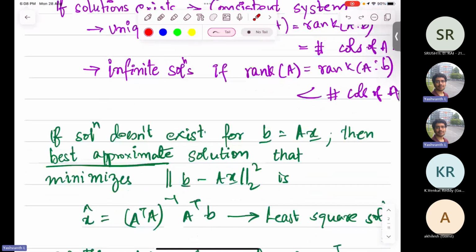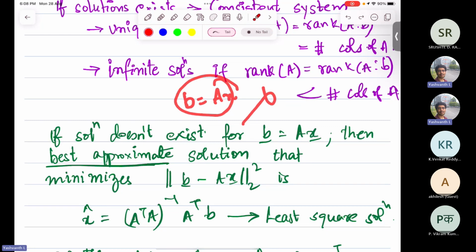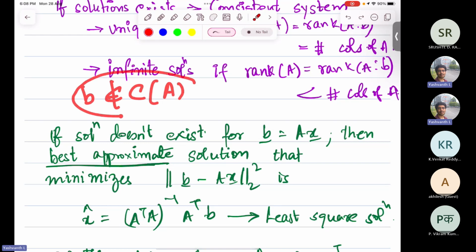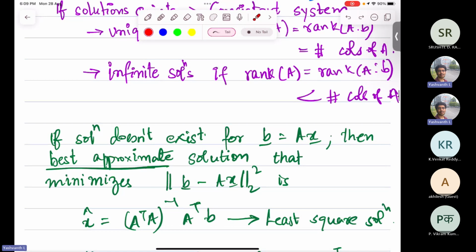Now, if the solution doesn't exist, that is, if you cannot find any vector x such that b is equal to Ax, then what is the best we can do? Then the best approximate solution is the one that minimizes the error. I want to find x such that b equals Ax, but now I know that I cannot find such an x. Why? Because b does not lie in the column space of A. If this happens, then I cannot find a solution. If I cannot find a solution, what is the best I can do?